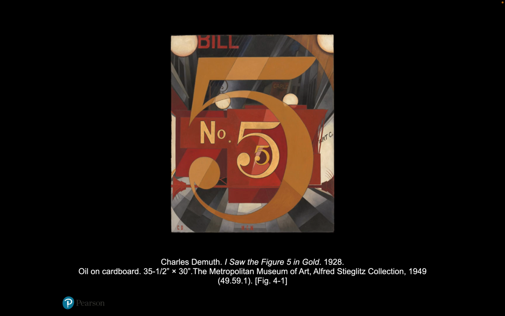One of the first things you may notice is the repetition of the number 5, and this repetition creates a visual rhythm that suggests something moving toward and away from the viewer. The repetition of the numeral 5 also creates unity, right? We can see repetitions of the color red, gold, and different shades of gray.